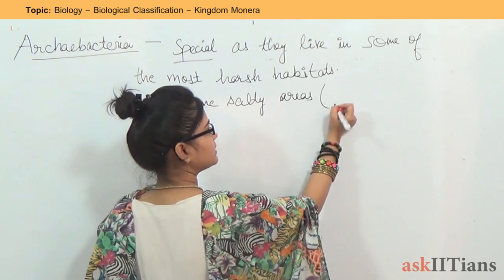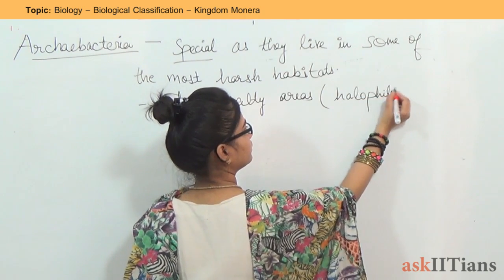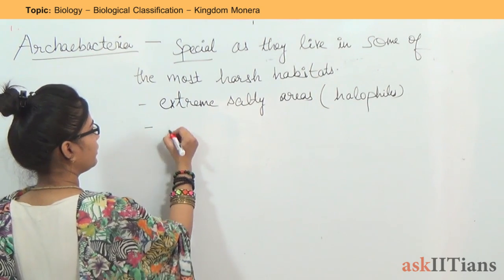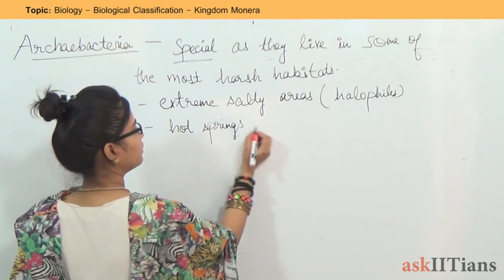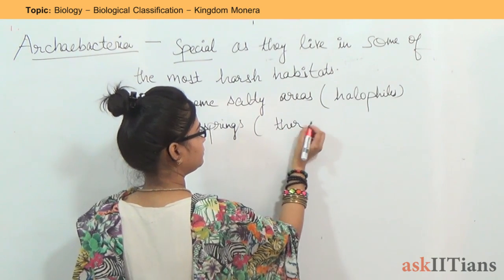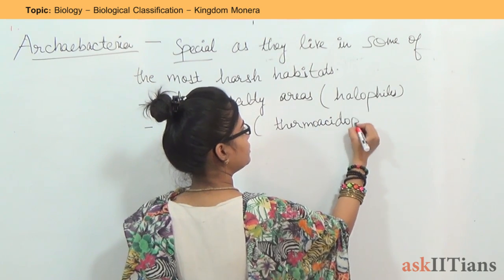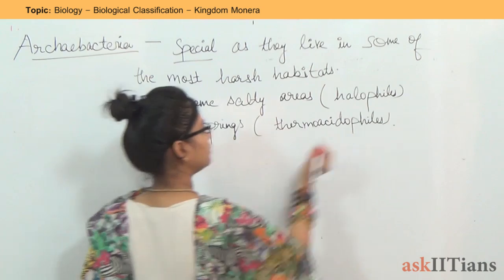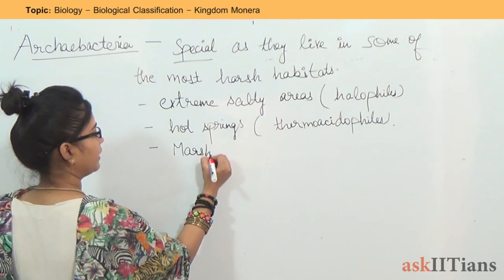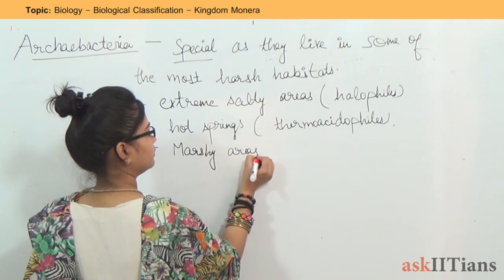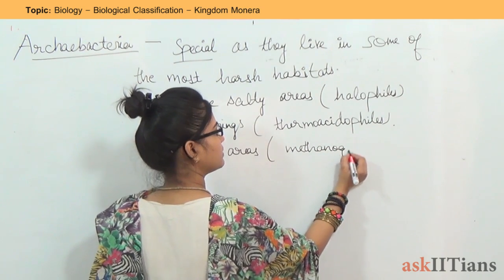Extreme salty areas, these are called halophiles. Then comes hot springs. These are called thermoacidophiles. Then comes marshy areas. These are called methanogens.